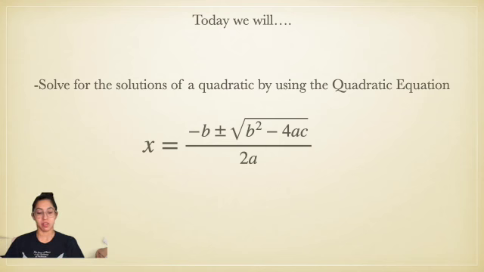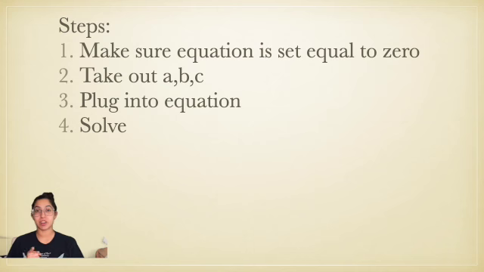Okay, so first, always make sure your equation is set equal to 0 because we want to solve for when y is 0, what is my x? Take out a, b, and c. Plug it into the equation and solve. And I'm actually going to teach you how to solve this step by step rather than just throwing the whole thing into your calculator, because there's just a lot of errors that can happen with exponents, square roots, negative signs, all that. So we just want to make sure you're getting this right.